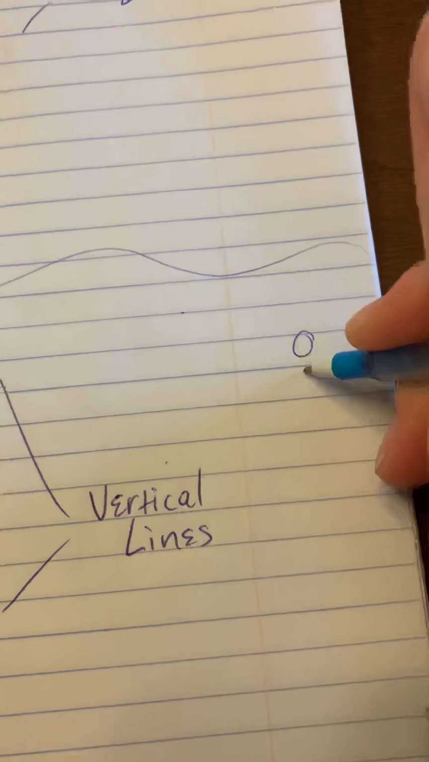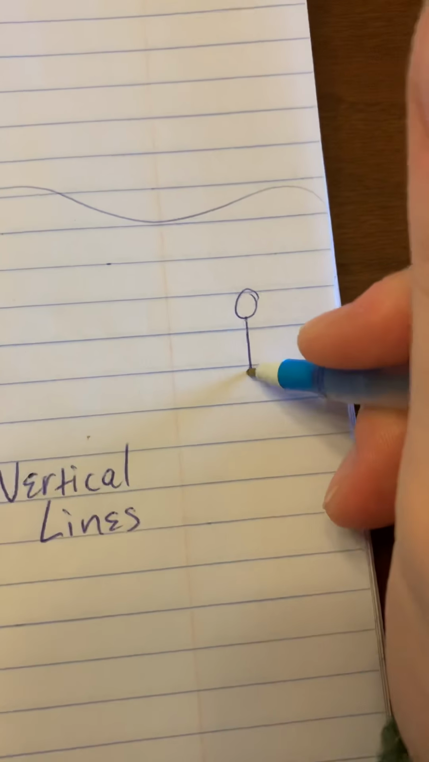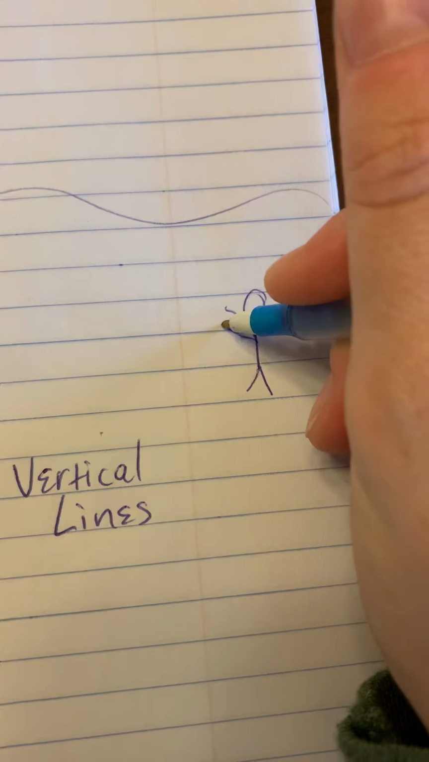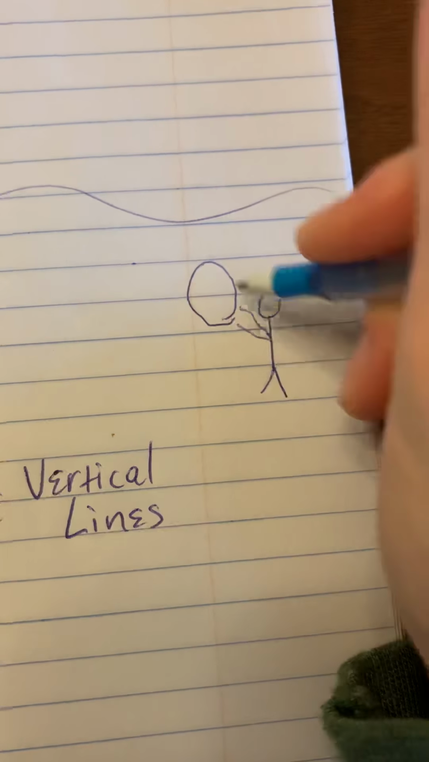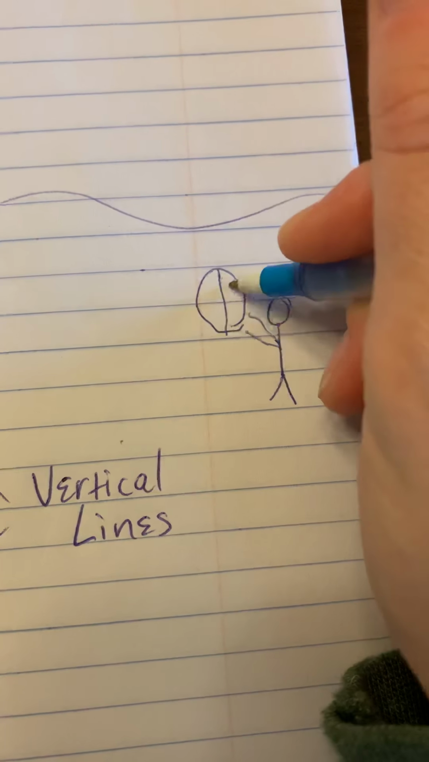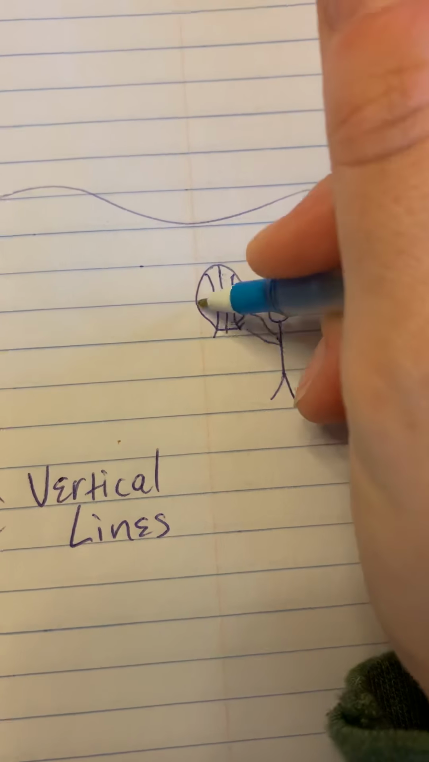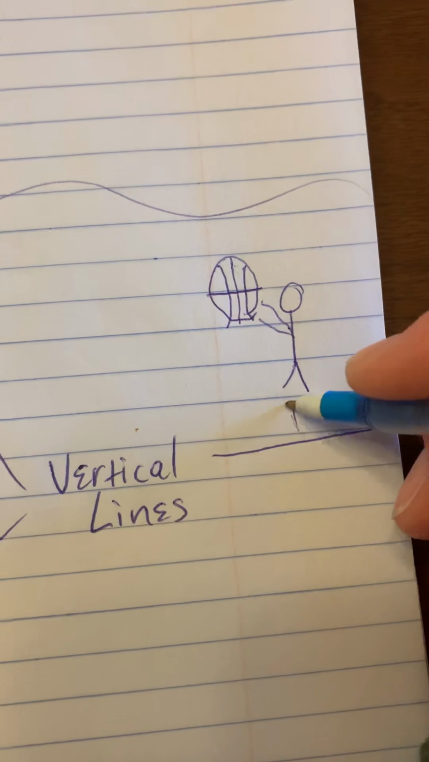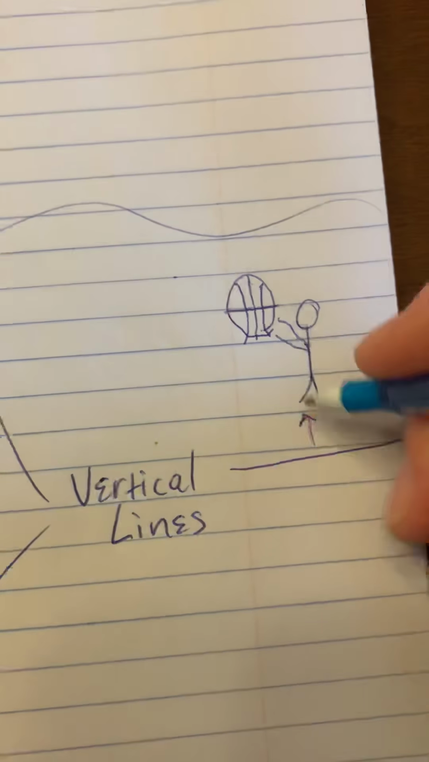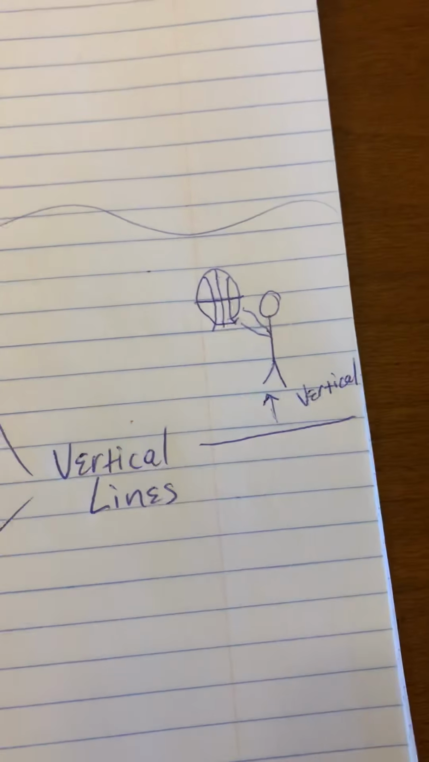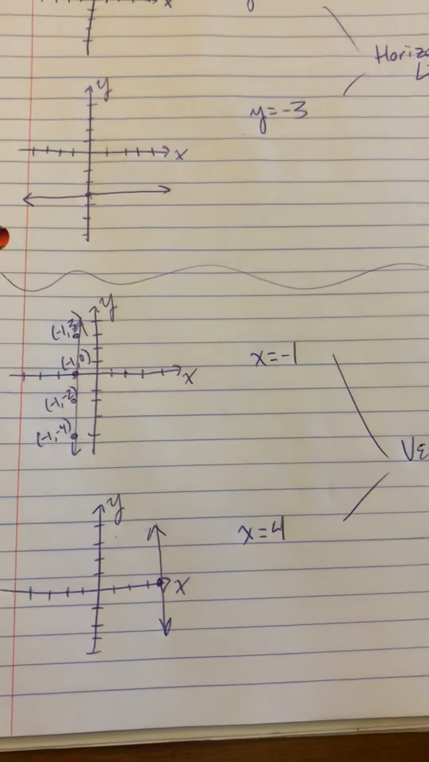Vertical, you can remember, oh golly, this is going to be a basketball player. Can you tell? Basketball. Oh wow, that basketball is way bigger than his head. This is not to scale. He's shooting a basketball and he's jumping because what's your vertical? Vertical lines, they go straight up and down.